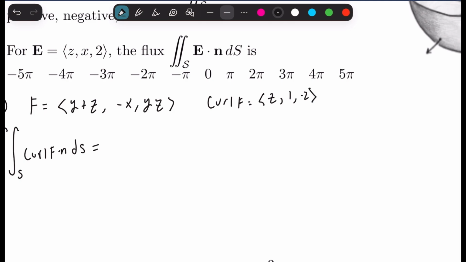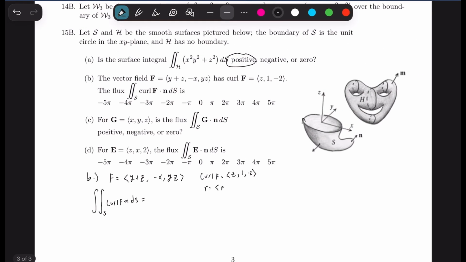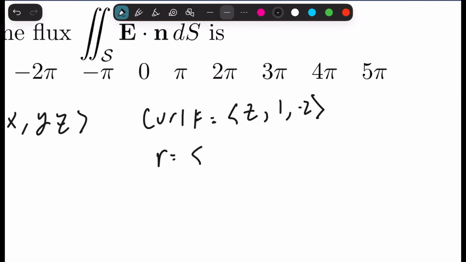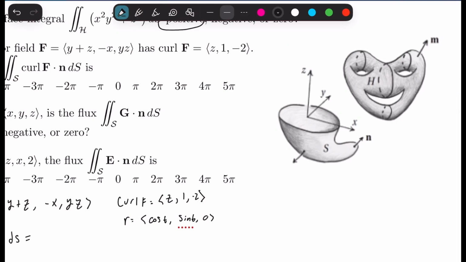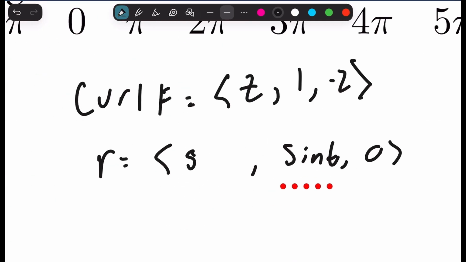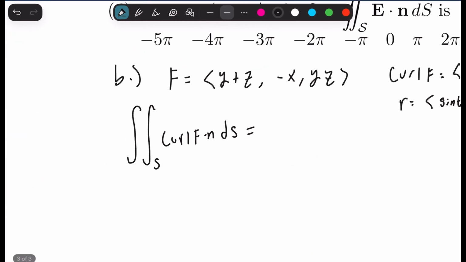So let's see, r is equal to... It tells us the boundary of S is a unit circle, so it's going to be cos t, sin t, 0, because we don't have anything in the z direction, it's all going in the y and x directions. Other than that, since it's going counterclockwise, we can change these up. There you go, so switch those around.